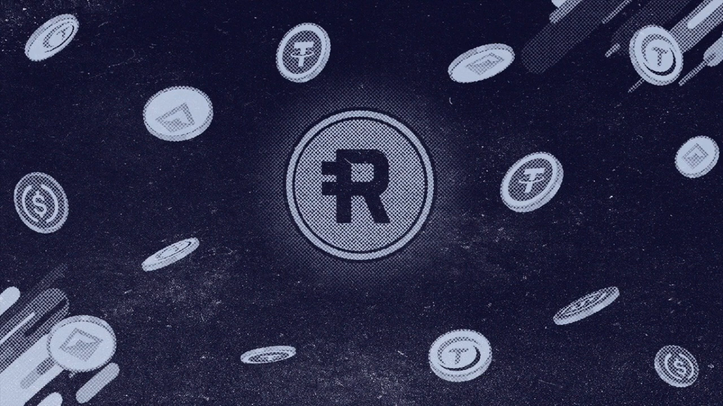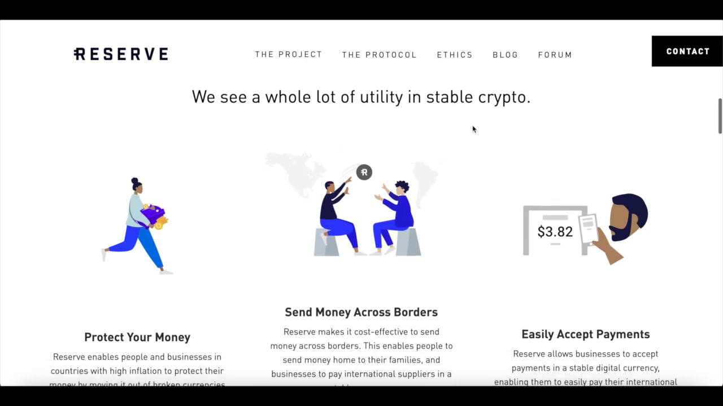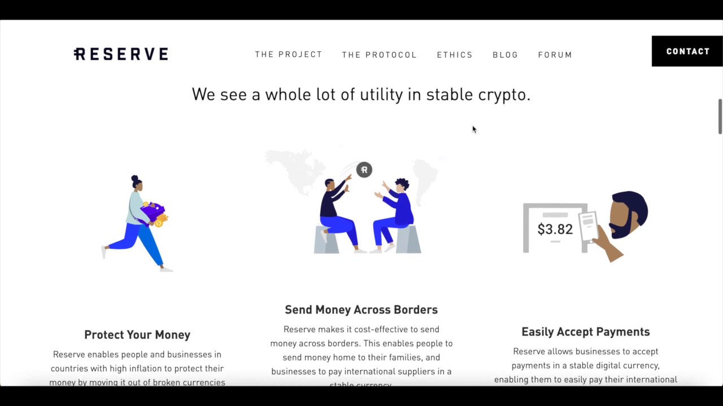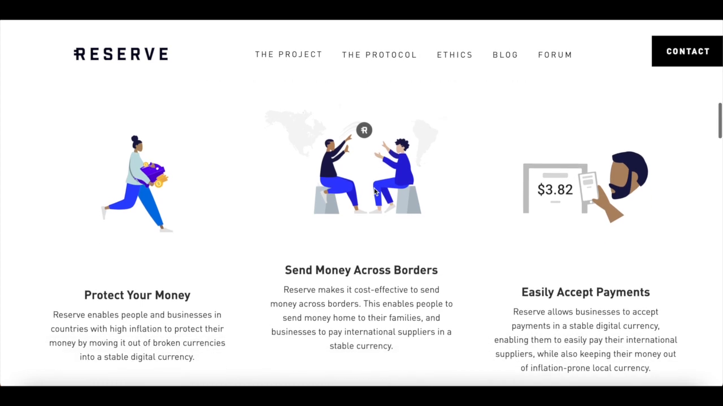For everyday users, Reserve is just an app for buying, holding, or spending digital US dollars. They see a whole lot of utility in stable crypto, which is a good point. Stablecoins can be very useful in the real world, especially if people would like to keep their money stable but secured and decentralized at the same time. Stablecoin is always a great option.